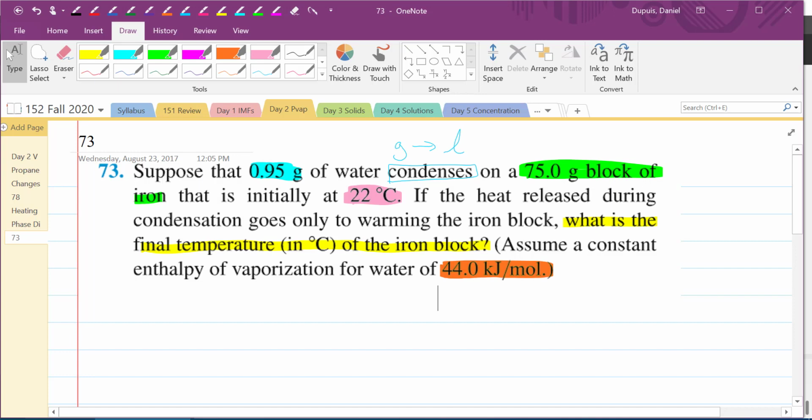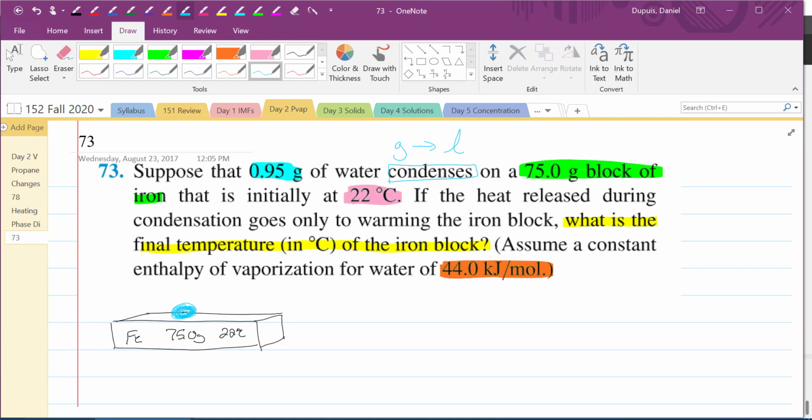I'm going to have an iron block. Iron block, and it's 75.0 grams. It's 22 degrees Celsius. And we got some water now on this block, condensing. It's starting to condense. I'm just throwing a big drop, but it'd be more like sweating, right? When a drink sweats, that's what it's going to look like. And so this is going from a gas to a liquid.